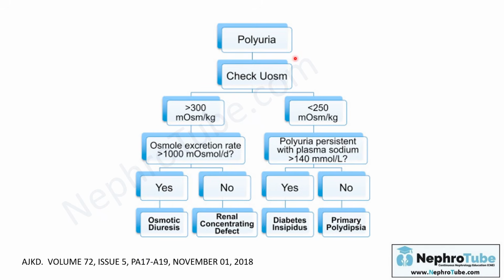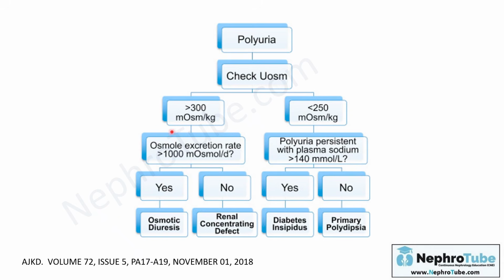Rapidly, if you have a patient with polyuria, check urine osmolality. If it is less than 250, or less than 200 milliosmol per kilogram, check if the patient's plasma sodium is more than 140 or not. If it is more than 140, the possible diagnosis is diabetes insipidus, and if not, the possibility of primary polydipsia is high.